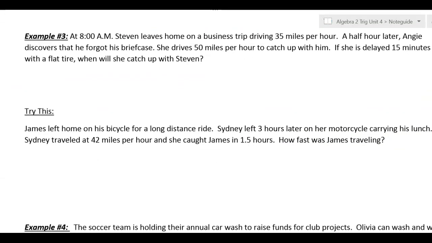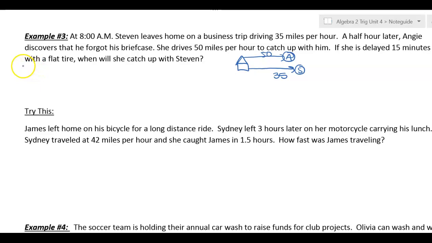All right, for example 3, it says at 8 a.m., Stephen leaves home on a business trip, driving 35 miles per hour. Half hour later, Angie discovers he forgot his briefcase. She drives 50 miles per hour to catch up with him. She is delayed 15 minutes with a flat tire. When will she catch up with Stephen?